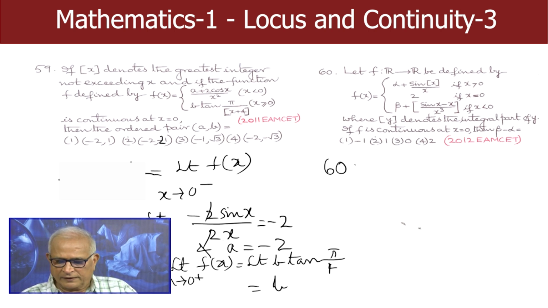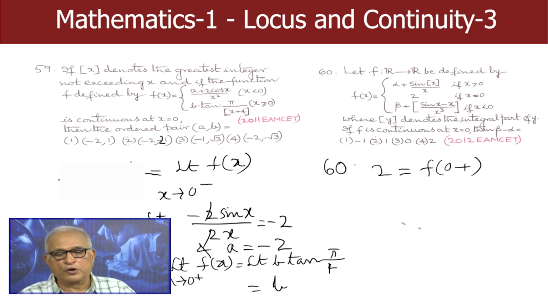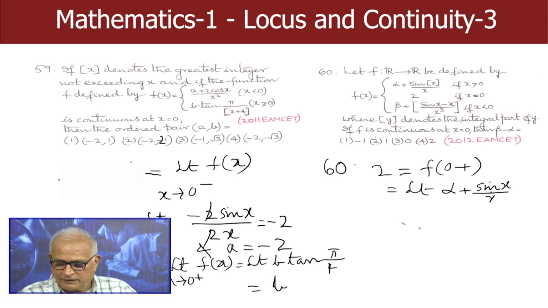Okay. Then first of all, f(0) must be equal to f(0 plus). అంటే మీకు నోటేషన్ తెలుసు కదా, f(0 plus) అంటే limit f(x) as x tends to 0 from the right అని. So, that is the limit of alpha plus sin x by x as x tends to 0 plus, which is equal to alpha plus 1. That gives alpha equal to 1.